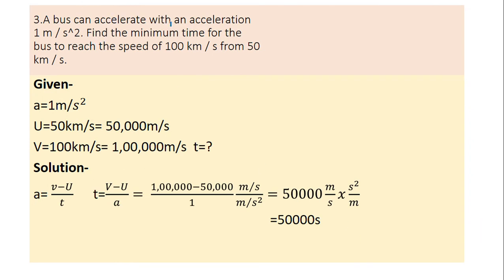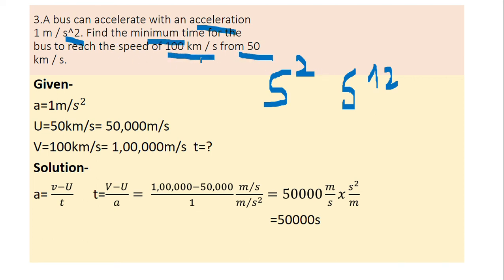A bus can accelerate with an acceleration 1 meter per second square. So sometimes instead of giving you second square, they can also write it as second with an inverted V, which is understood that it is a power 2. Find the minimum time for the bus to reach 100 km per second from 50 km per second. That is, they have given you the initial velocity as 50 km.